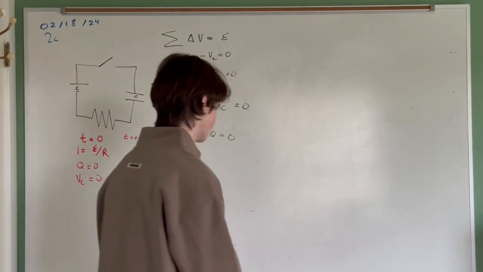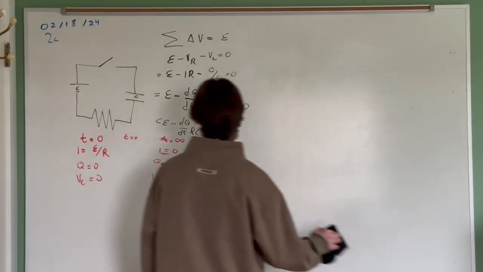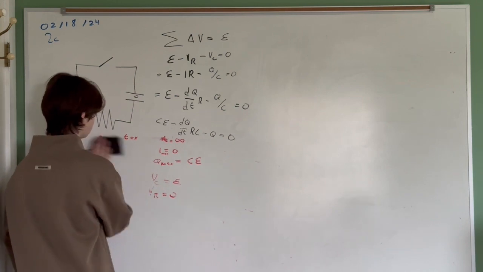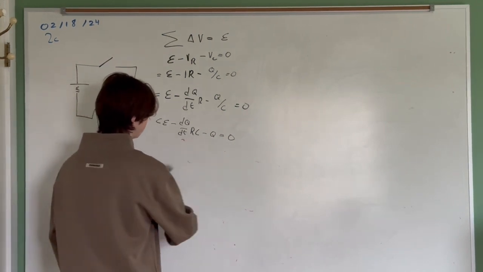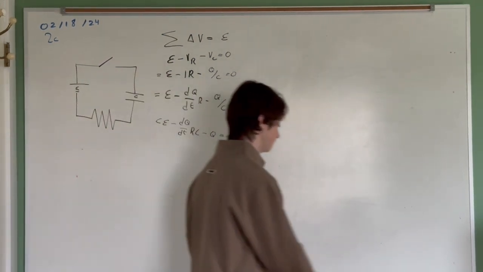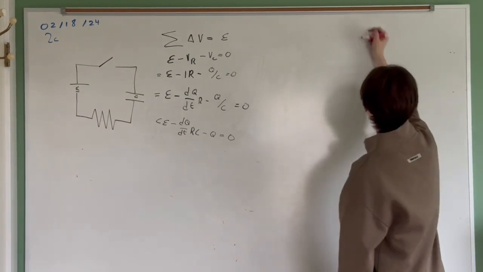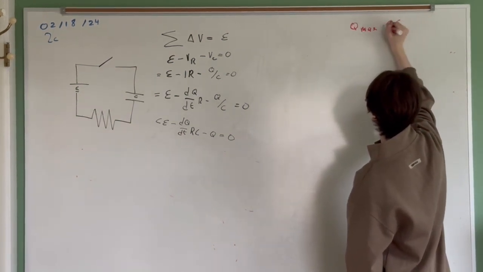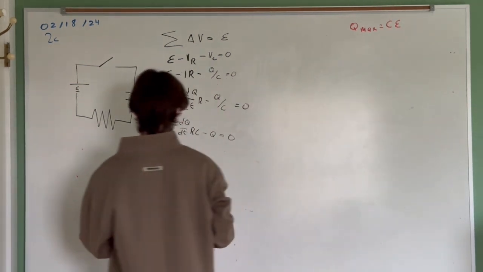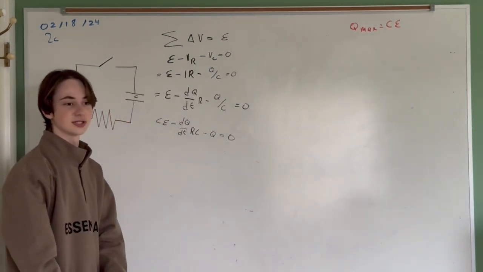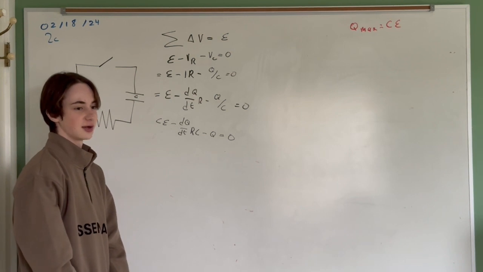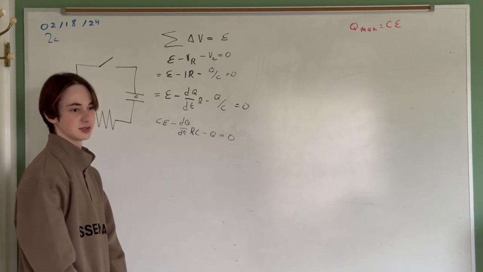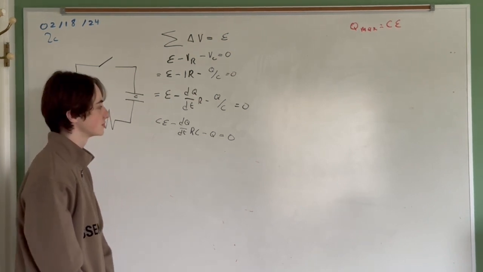Okay, and so the takeaway here, I'll erase all this, is that Q max is equal to C epsilon. Sorry, C epsilon. It's so easy to just say, oh, it's got a P. It's not a rho, it's not a P, and it looks like an E, but it's not epsilon.